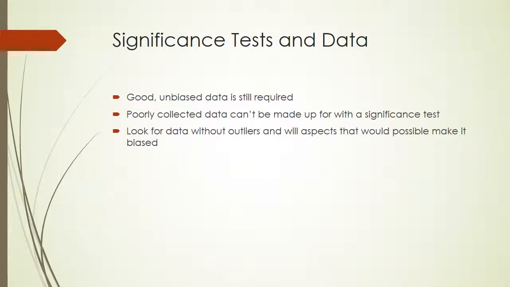So while significance tests test whether data is representative of the whole population, the data of the sample that is, you still need good unbiased data to conduct the experiment or study with, because poorly collected data can't be made up with a significance test. So data that you want is free from outliers and free from various sorts of aspects that would make it biased.